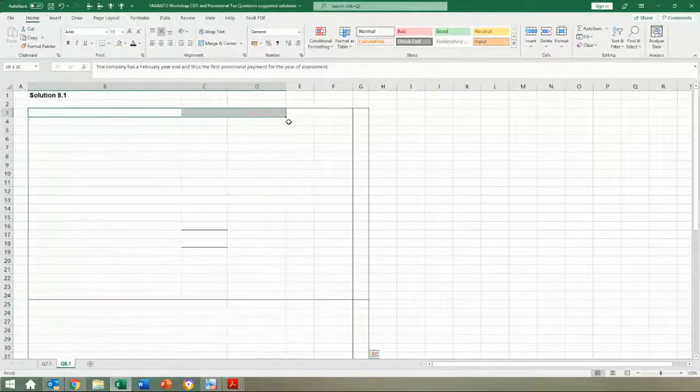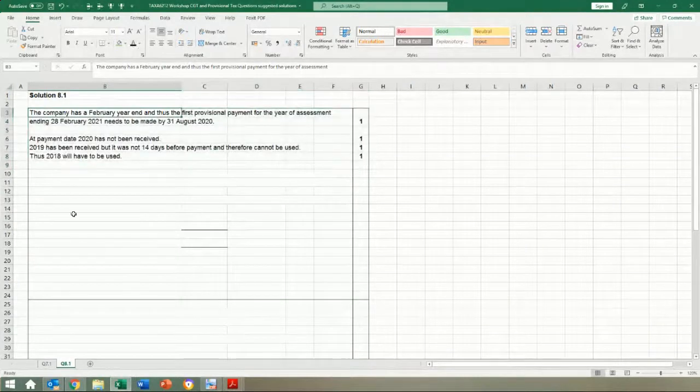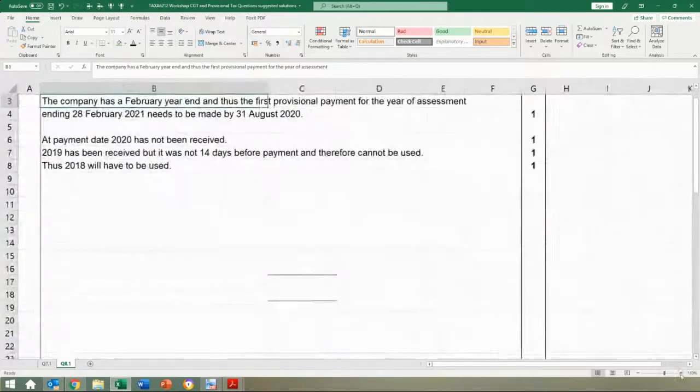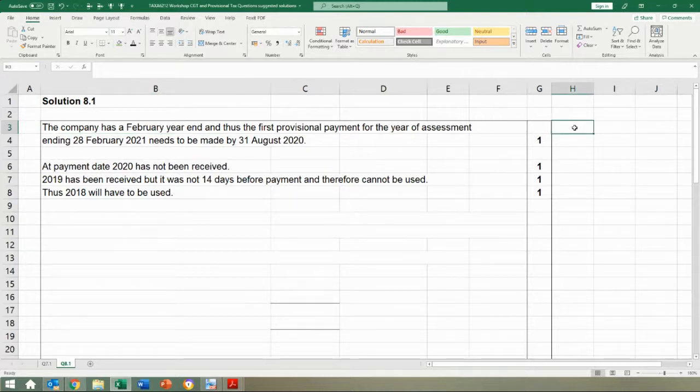So the first thing you would have to note when we do the first provisional tax payment is when the company's tax period is. Let me just make this a bit bigger. We first note that the first provisional tax payment would be the end of August 2020, because our tax period ends at 28 Feb 2021. So the first 6 months would have ended at 31st August 2020. You actually get a mark for stating that fact.